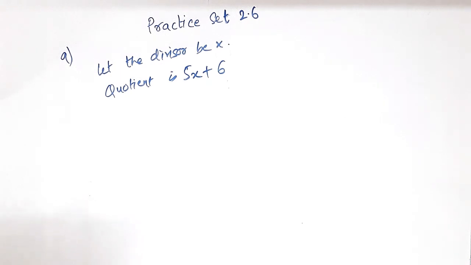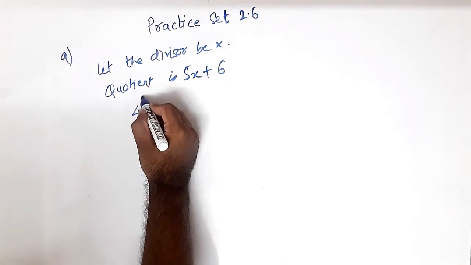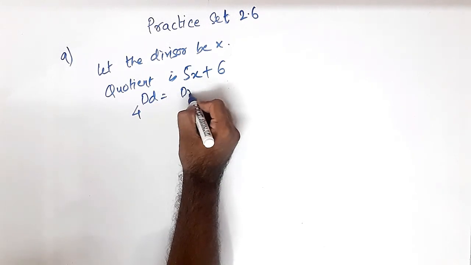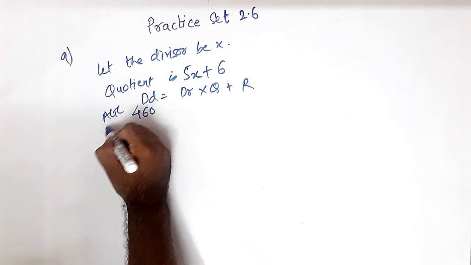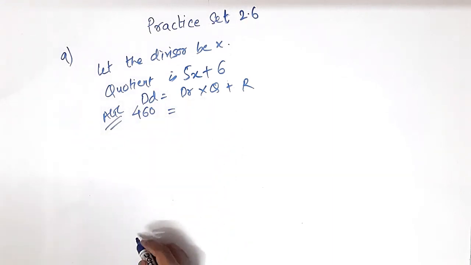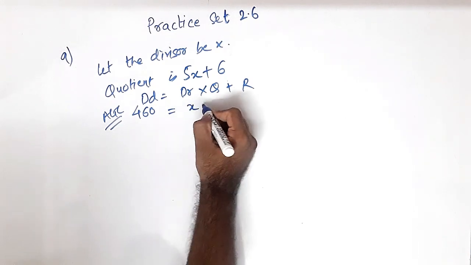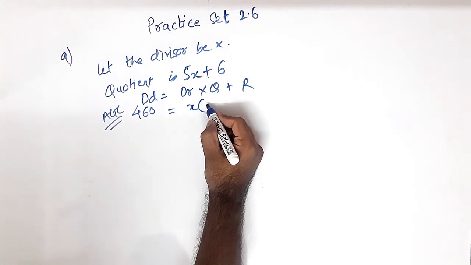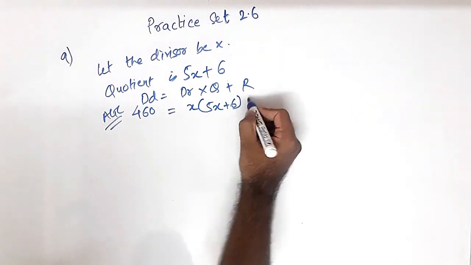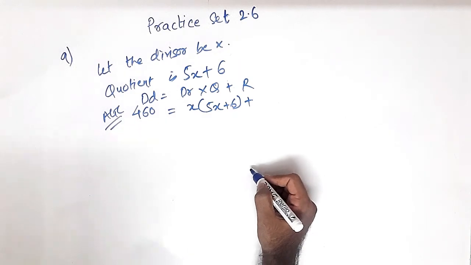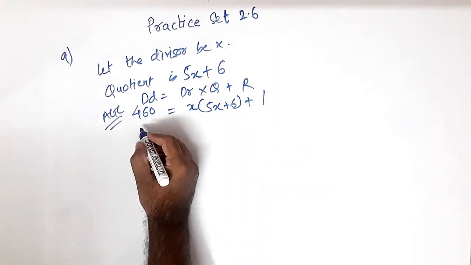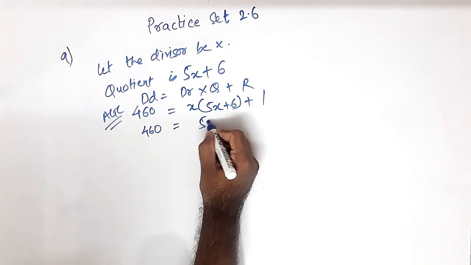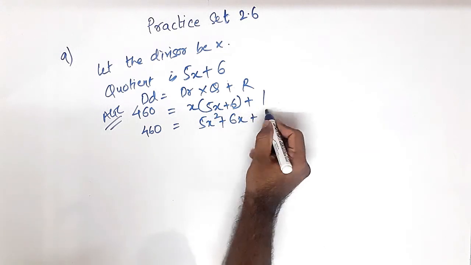So dividend 460 is divided, so I'll write this first. Dividend is equal to divisor into quotient plus remainder. So according to given condition, 460 is equal to divisor, which we have taken as x, into quotient 5x plus 6, plus remainder, which is 1. Correct. So very easy. Once you frame this, rest all is algebra. You have to just solve. 5x square plus 6x plus 1.